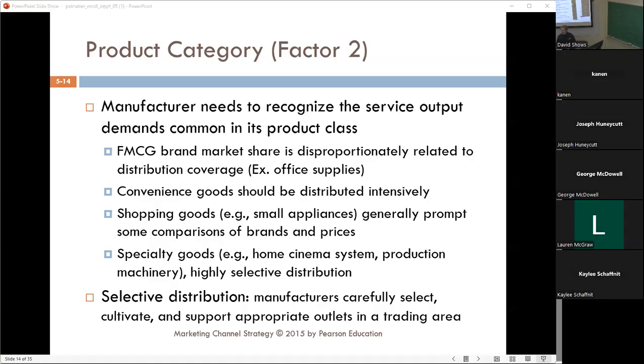Specialty goods are those goods that consumers will seek out, that they are so unique that consumers are willing to travel to where the goods are.